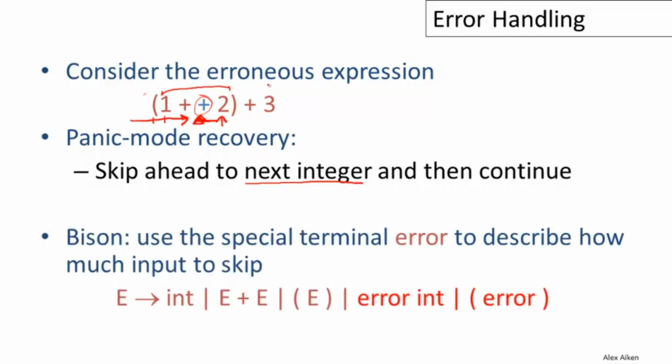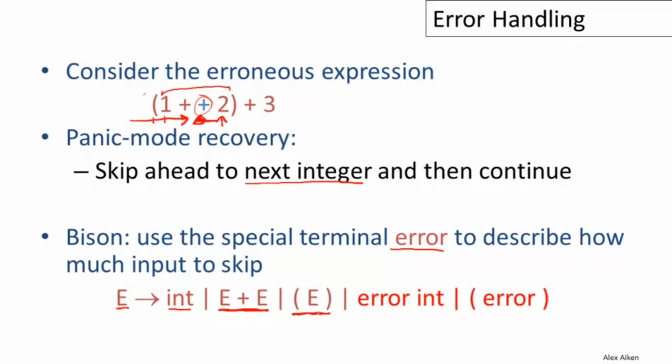Now, in tools such as Bison, which is a widely used parser generator and one that you may use for the project, there's a special terminal symbol called error to describe how much input to skip. And the productions that are given in Bison look like this. So you would say that the possibilities for E are that E could be an integer, E could be the sum of two E's, two expressions.